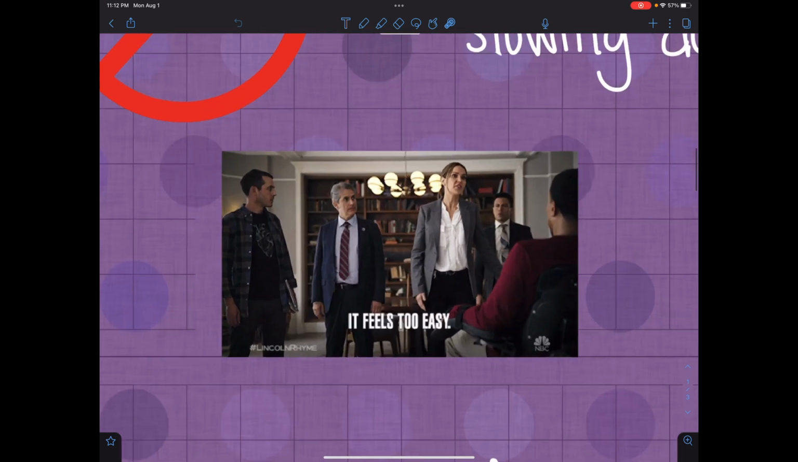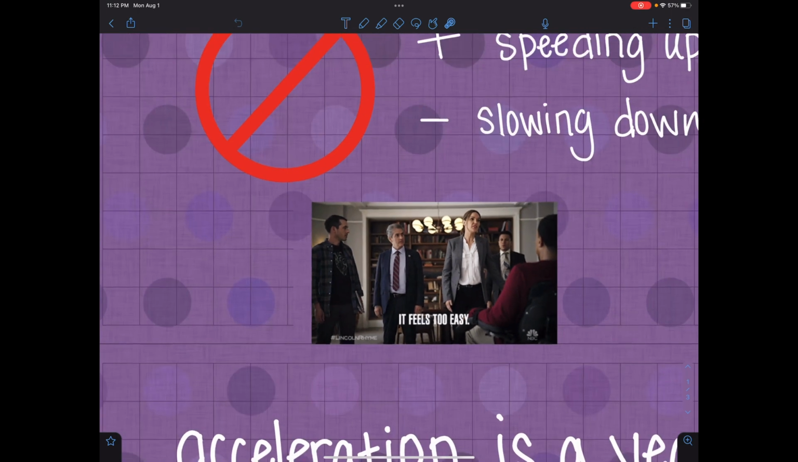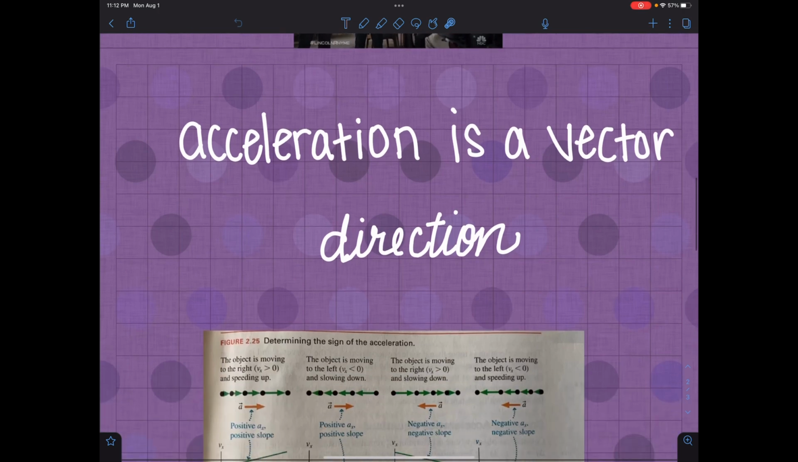It feels too easy. And that's because it is. So this one's going to be too easy. Let's think about it this way. Acceleration is a vector, and as a vector, it has direction. Therefore, if you are speeding up and going to the right, that's going to be a positive acceleration.